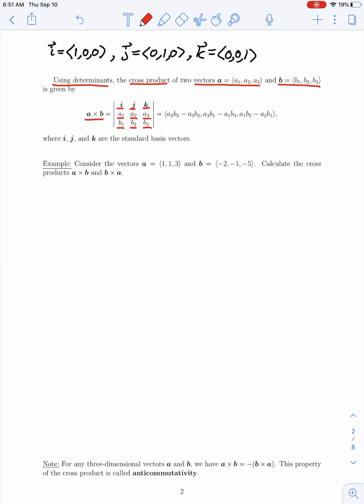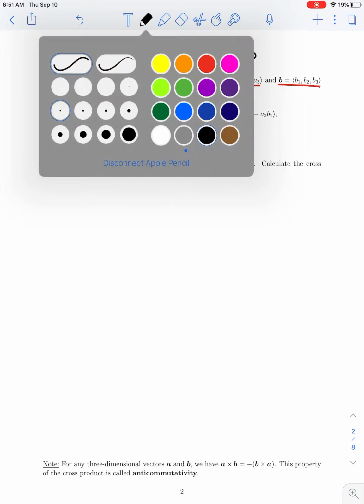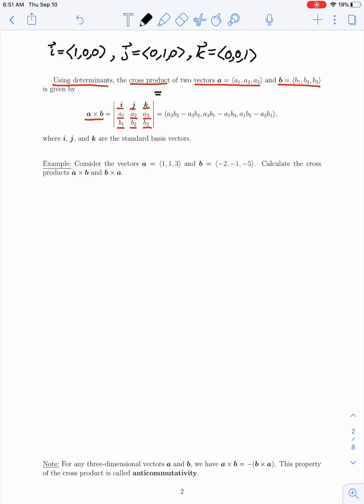So using this cross product definition, let's see what we have. Expanding our determinant, for this 3 by 3 matrix, we would start by taking the first entry in the first row, which was I, times the 2 by 2 submatrix I get by deleting the first row and first column, which would be A2, A3, B2, B3.